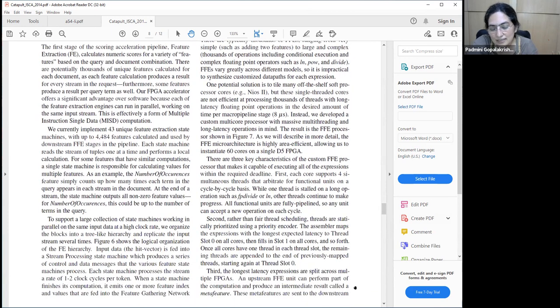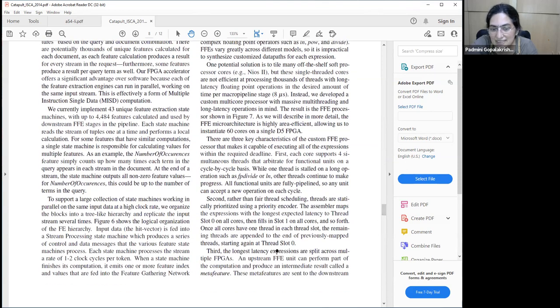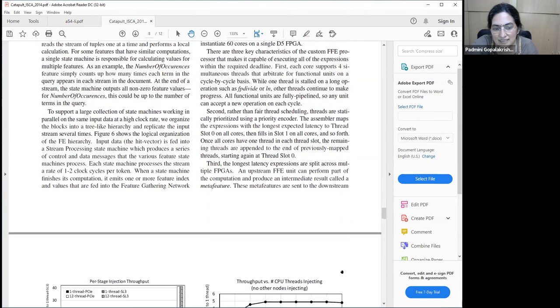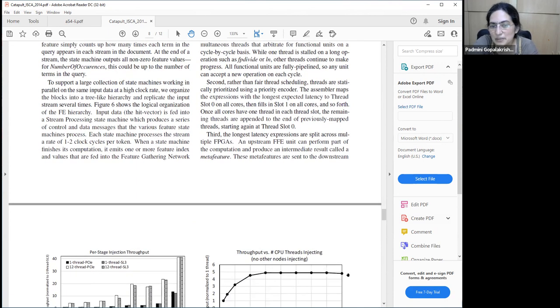Right? The third optimization that they've done is to take long latency applications and actually split them into multiple instructions, so that you reduce the length of the longest computation in your pipeline, and that further allows you to improve your throughput.